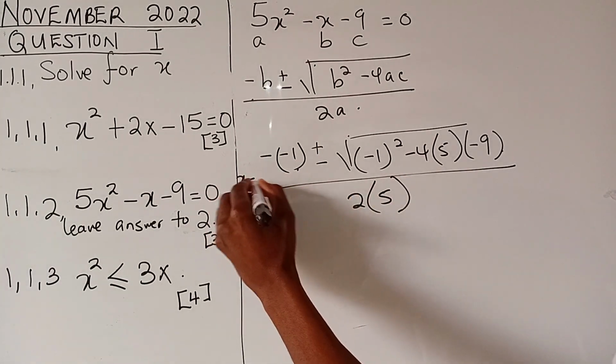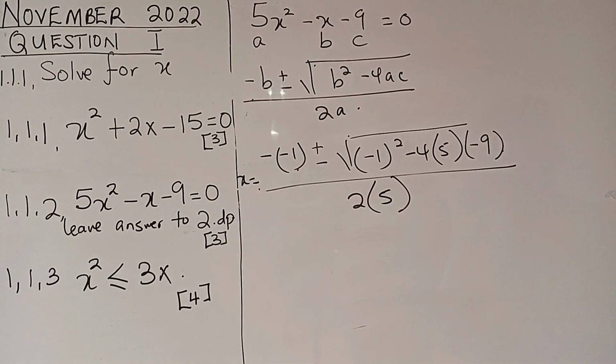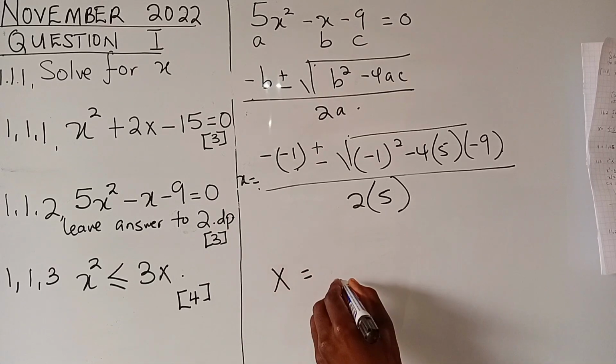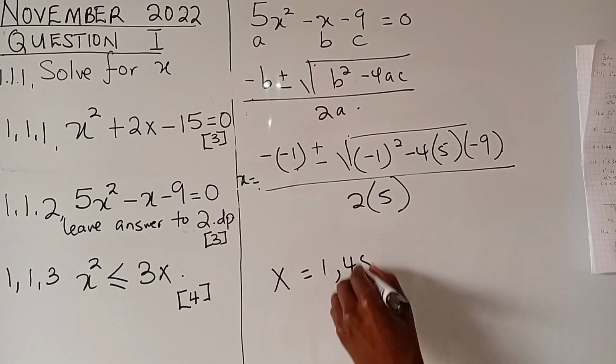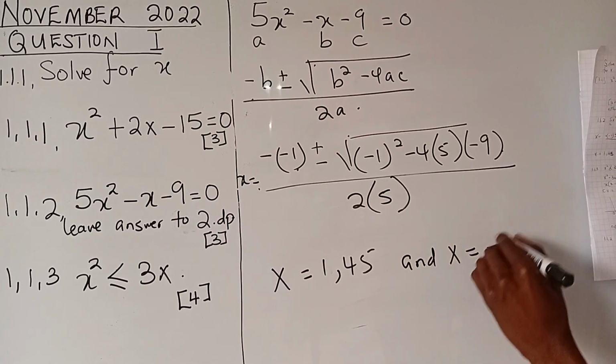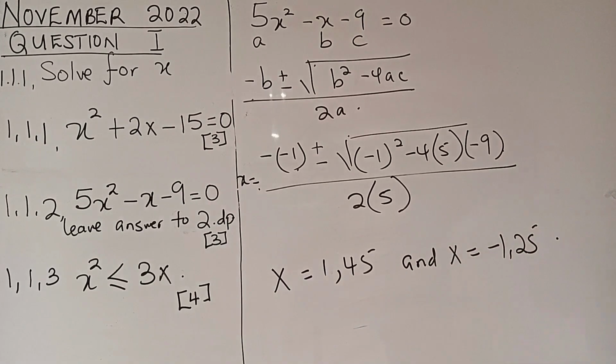So these are the values of x. Now from here, you can just quickly punch in your calculator and you get the values of x as x is equal to 1,45 and x is equal to minus 1,25. This is our final answer. So these were 3 marks. So if you got this correct, you're getting your 3 marks on number 1.1, then your 3 marks on number 1.2.